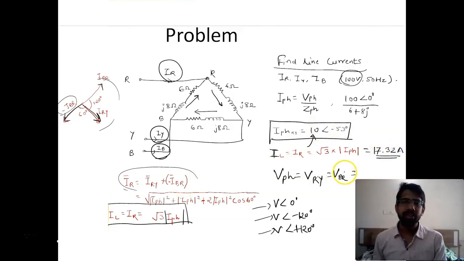Alright. So this is how you can solve problems related to phase circuits.